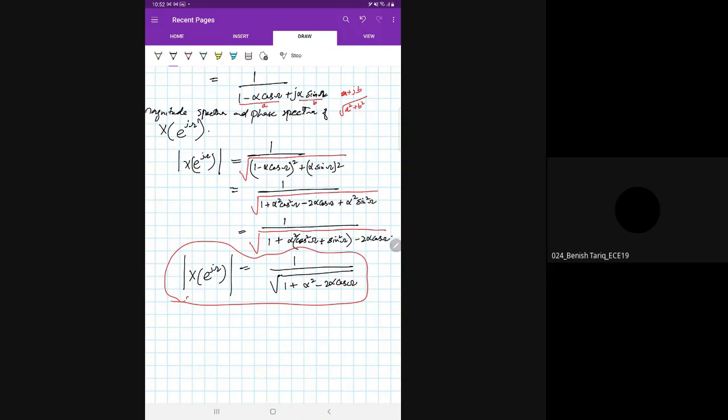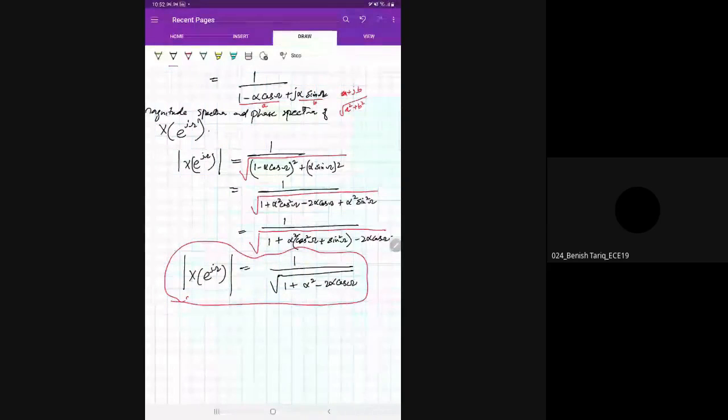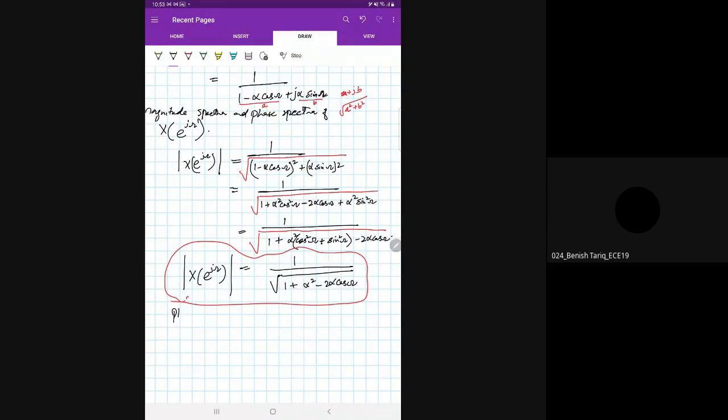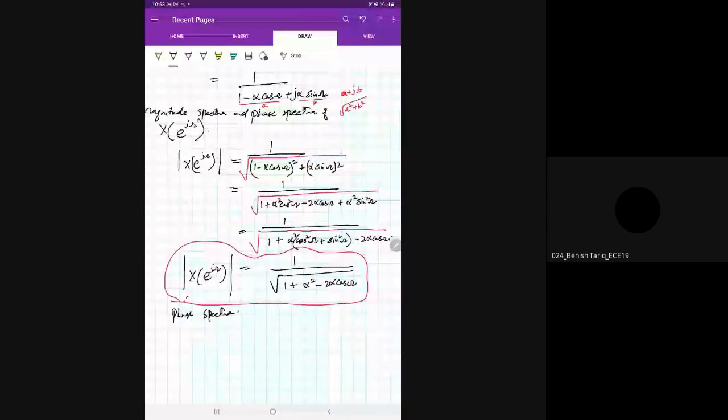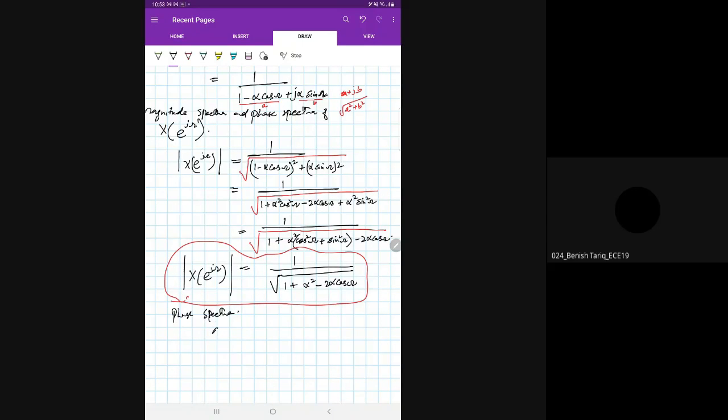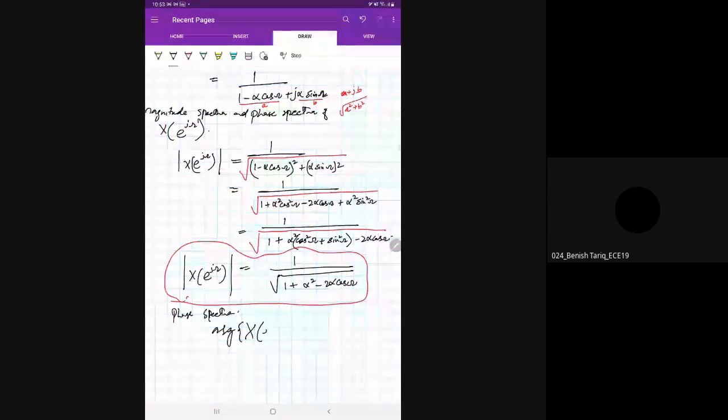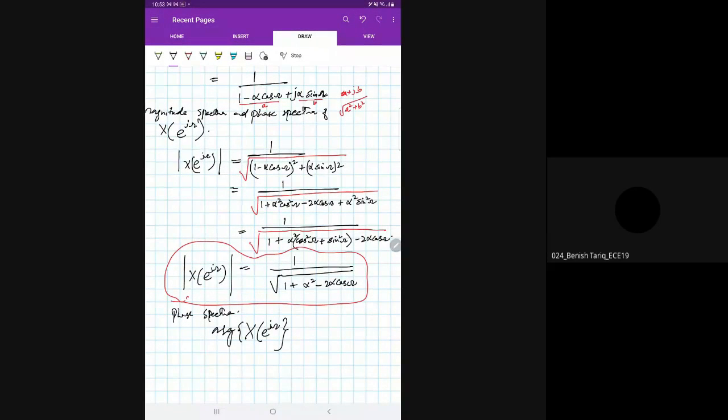The second thing is phase spectra. Phase spectra कैसे मिलेगा मुझे? How will I obtain phase spectra? Phase spectra can be calculated by argument of, वो तो magnitude था, magnitude of x of e raised power j omega. So argument of x of e raised power j omega will give me the phase.